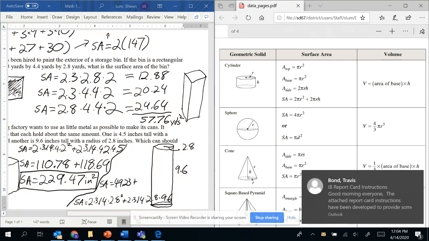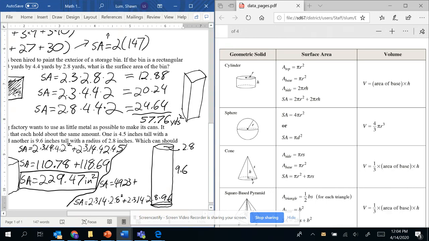And then we're going to go 2 times 3.14 times 2.8 times 9.6 equals, and I got 168.8. And so the surface area of this one equals 168.8 plus 49.23 equals 218, and we'll say inches squared.